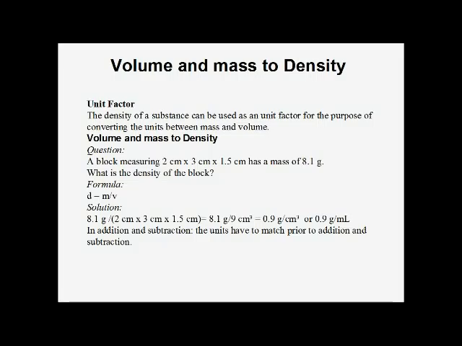Well, we have 8.1 grams. We need to get the volume. Volume of a rectangular block is going to be length times width times height. We calculate that volume to be 9 cubic centimeters. So we have our mass 8.1 divided by volume of 9. That will give us 0.9 grams per cubic centimeter. And a cubic centimeter is 1 milliliter. So we mentioned that before. So we can convert also between grams per cubic centimeter and grams per milliliter as necessary.